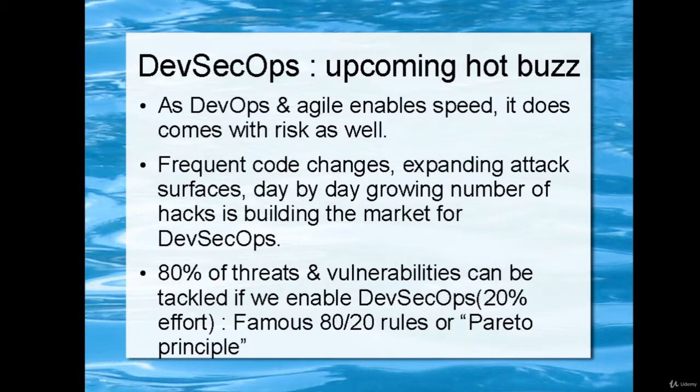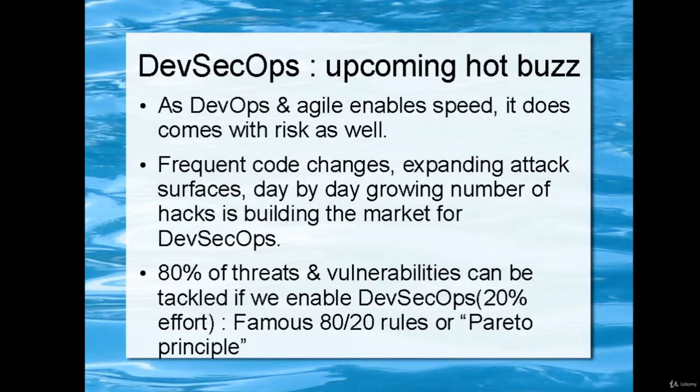Now DevSecOps is the upcoming hot buzz. As DevOps and Agile increase our speed, it does come with a risk as well. With every check-in, we'll be exposing our code to security risk. Now, because there are frequent code changes and because of a lot of IoT devices and various other methods of exposing our surface to the internet, we are also exposing ourselves to security risks. Because of this, our applications are getting hacked more and more nowadays. So, building a DevSecOps framework will help us reduce the risk.